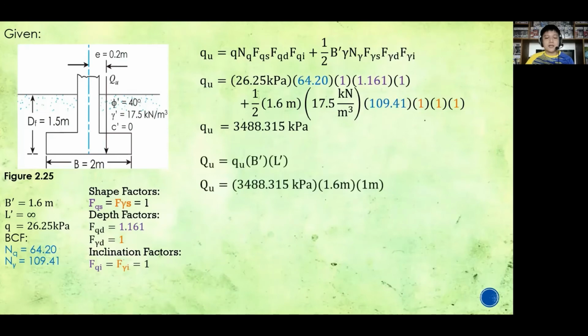kilopascals. And therefore, our load is equal to the qu times B prime 1.6 times L prime. Since we are interested in the force already, then it is per unit length. Thus, we will consider 1 meter, not infinite. Okay, so for QU, it is equal to 5,581.304 kilonewtons per unit length.